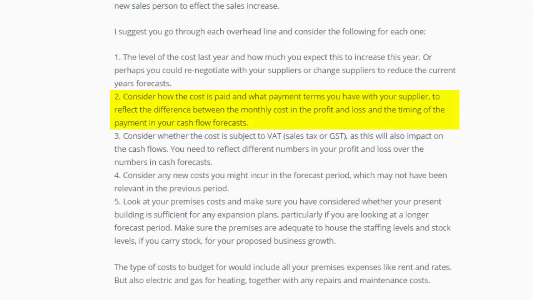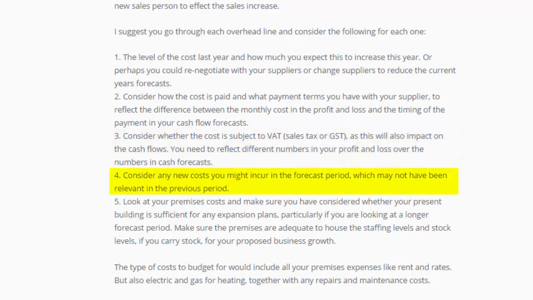It may also be an opportunity to renegotiate your payment terms, because of course, if you're needing some cash to do an expansion or buy a property or what have you, renegotiating the terms with your suppliers is actually a free way of getting money, or lending if you like, effectively borrowing money from your suppliers, of course, with their agreement. Consider whether any of the costs are subject to VAT or sales tax or GST, because this will impact on your cash flows. And as I said before, you'd obviously need to reflect different numbers in your profit and loss account over the numbers in the cash flow forecasts.